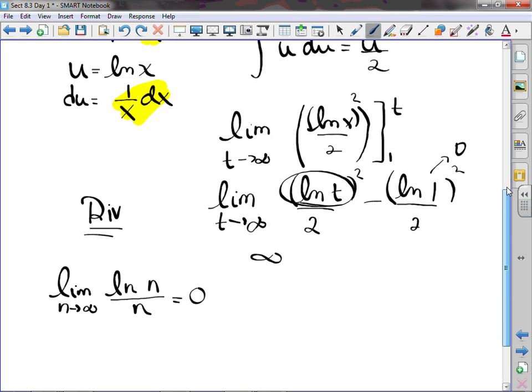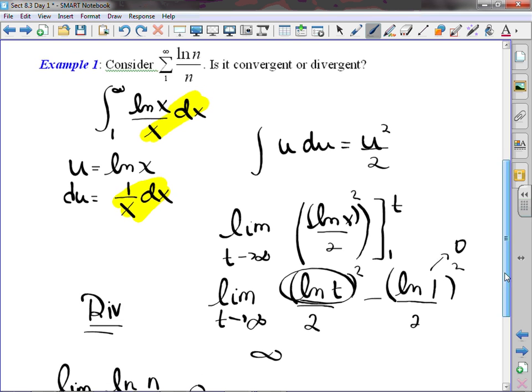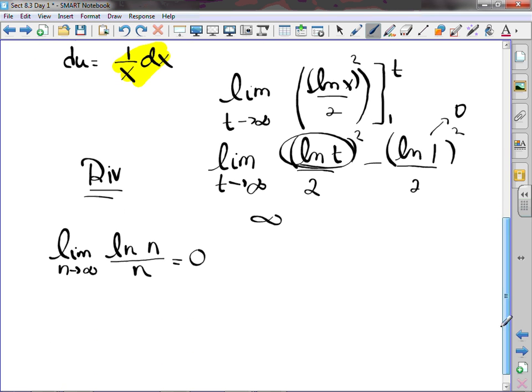I made a u substitution, and I said this was u, this is du, and then an antiderivative was u squared over 2. Don't forget to find the antiderivative.